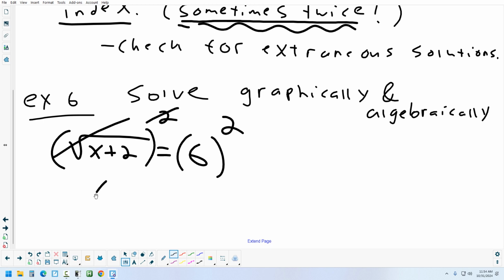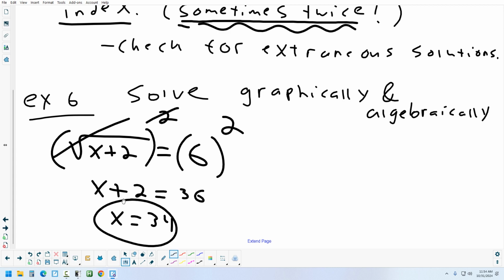X plus 2 equals... X plus 2, I miscalculated that. And that will be 36. Yep. Very good. And when I solve for x, I get 34. And if you check it, 34 plus 2 is 36. And the square root of 36 is 6. Yeah. So that works.